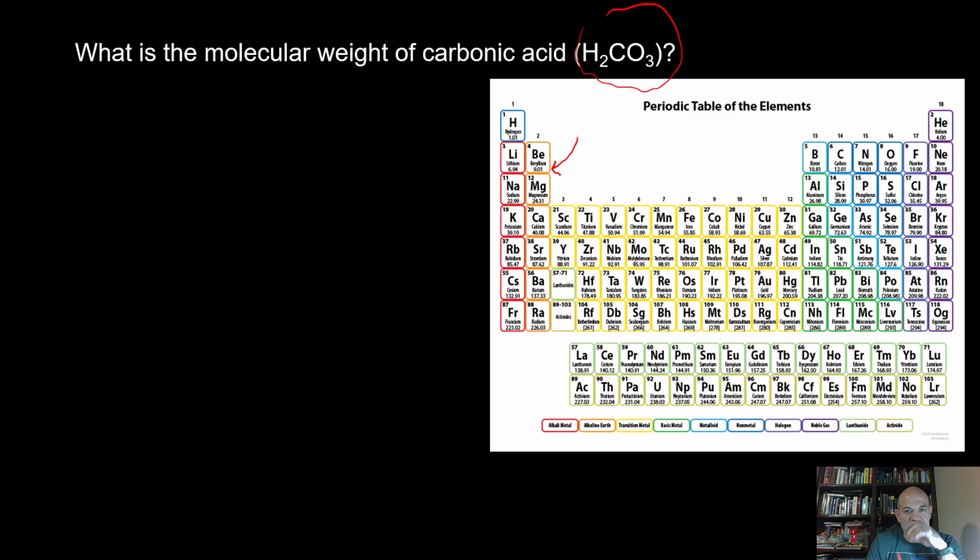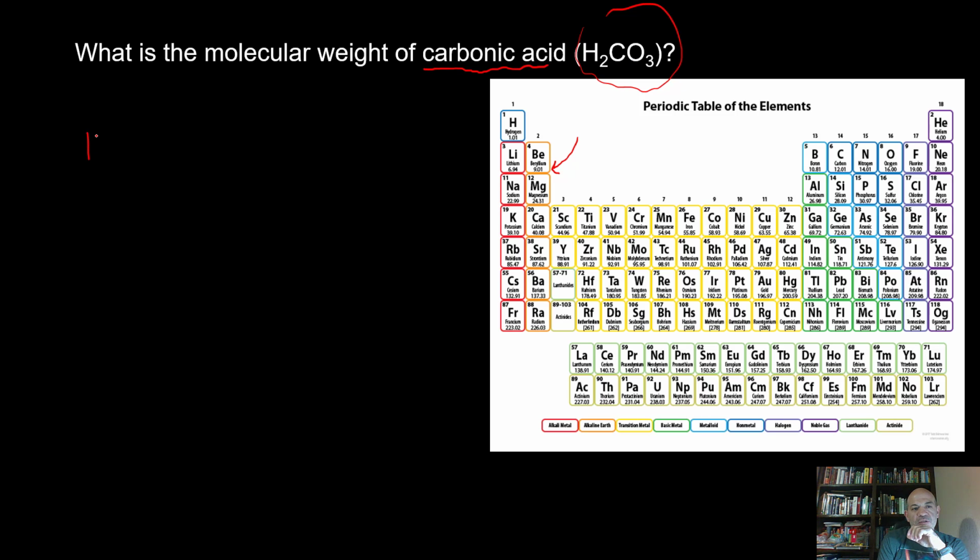You remember in chapter 2 from the lecture, when we looked at the periodic table, each box has the atomic number, the atomic symbol, and it has the atomic weight, which is the average weight for the atoms of that element. So we're going to use that. Here we're asked to calculate the molecular weight of carbonic acid. And this is the formula for it, H2CO3.